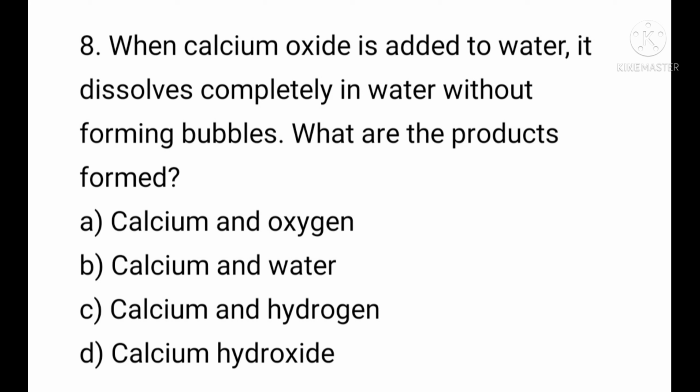Question number 8. When calcium oxide is added to water, it dissolves completely in water without forming bubbles. What are the products formed? Option A calcium and oxygen, B calcium and water, C calcium and hydrogen, D calcium hydroxide. Here the correct option is option D calcium hydroxide.